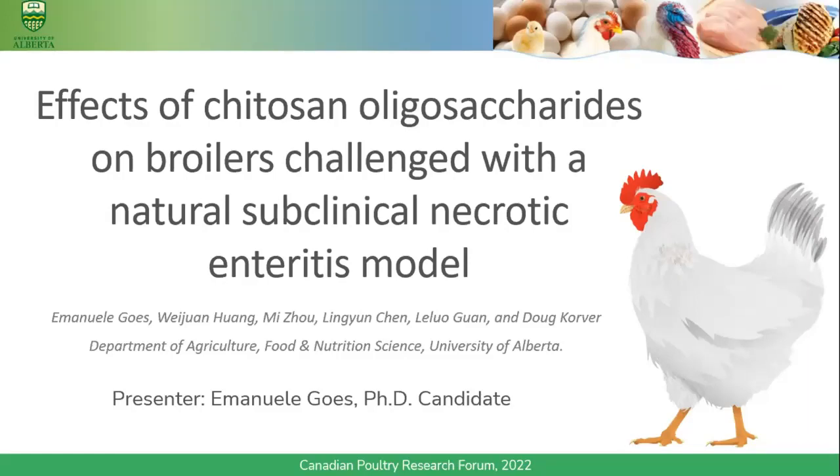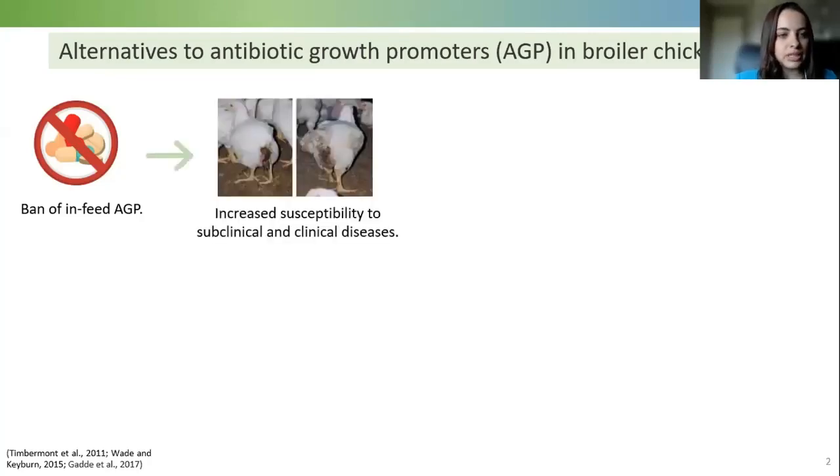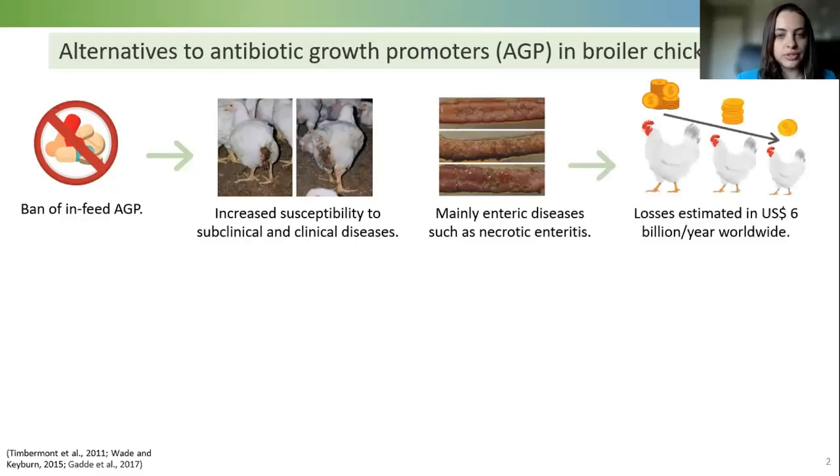So I will start with my introduction. The ban of in-feed AGPs in animal diet has increased the susceptibility to subclinical and clinical diseases. One of the most challenging diseases that we are facing in the field nowadays is necrotic enteritis. Necrotic enteritis is an enteric disease caused by the pathogenic Clostridium perfringens, usually in the presence of predisposing factors. It can cause losses estimated at $6 billion per year in worldwide production.